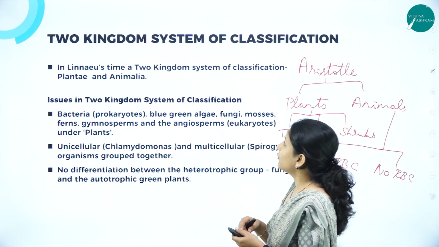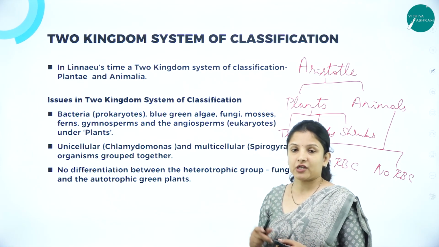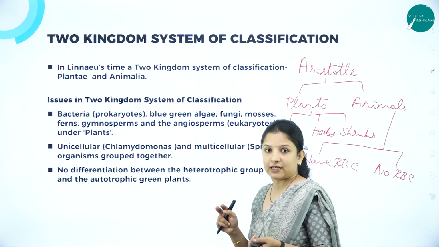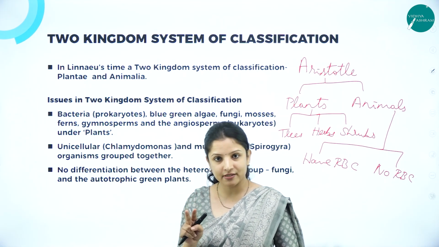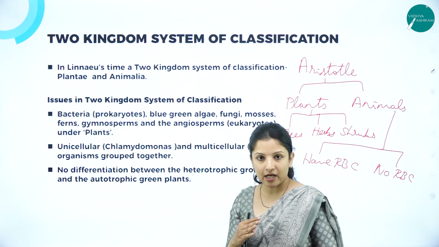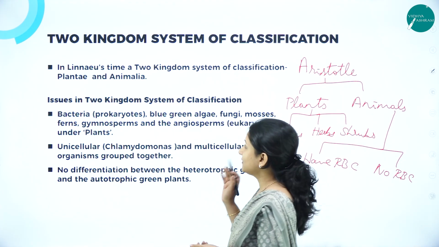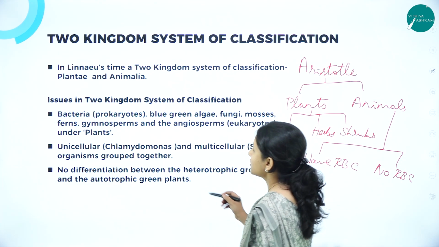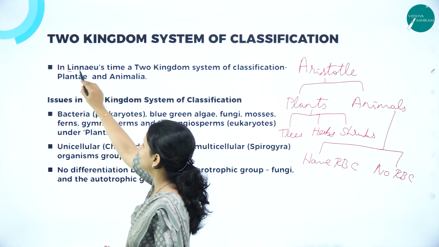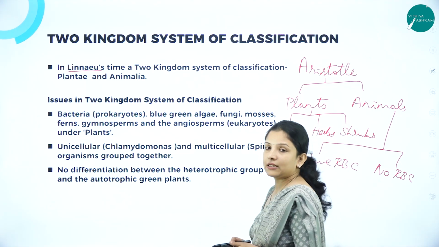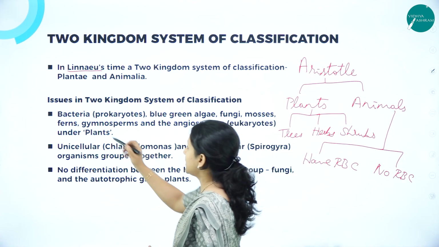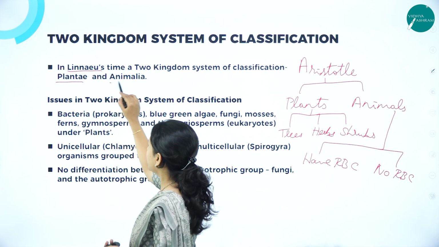So we'll study the two-kingdom system of classification. It is called the two-kingdom system of classification because here the organisms were divided into two kingdoms, that is kingdom Animalia and kingdom Plantae. And this two-kingdom system of classification was given by a scientist named Carolus Linnaeus. So what did he classify organisms into? Kingdom Plantae and kingdom Animalia.